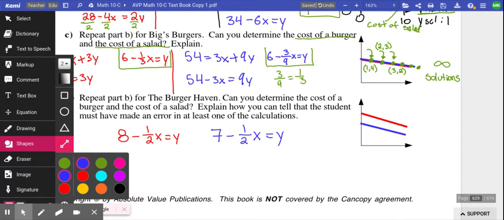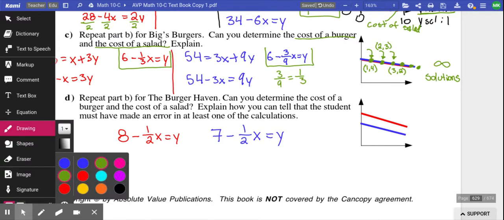So if you got this question and they said, can you figure out how much a burger and a salad cost for this situation? What they're asking you to do is figure out where they intersect. These things have no intersection point. That means there's no solution. There's no price of a burger and price of a salad that would make both of those equations actually happen. Any x value I chose would never give me the same y value for both lines because there is no intersection point. That means there's no solution to this equation.